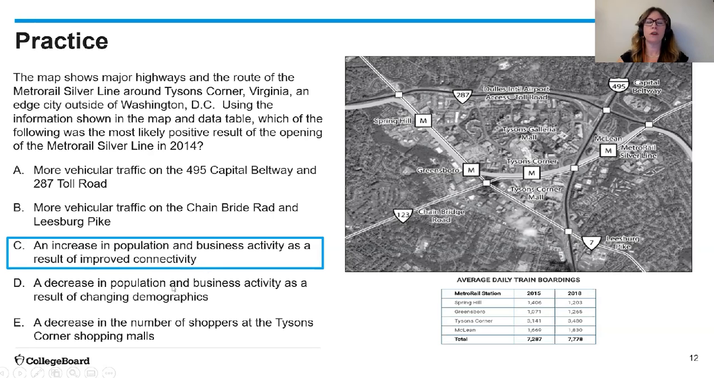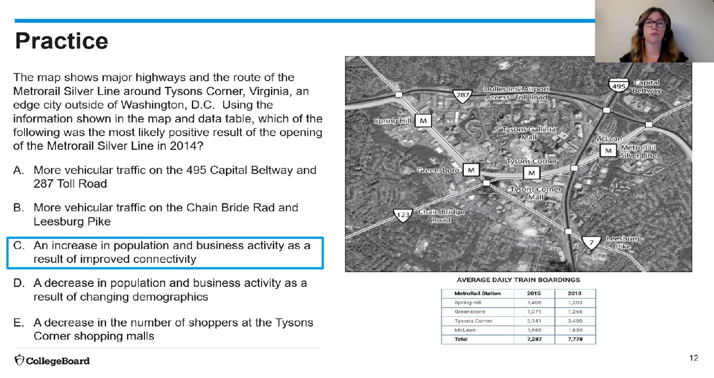That sounds pretty good. A decrease in population and business activity as a result, that doesn't really sound right. And a decrease in the number of shoppers at the Tysons Corner shopping malls, I would definitely say no to that. Not when there's a Metrorail line station right here. So you should have been able to look at the map and the data in the chart and figure out that C was your best answer.